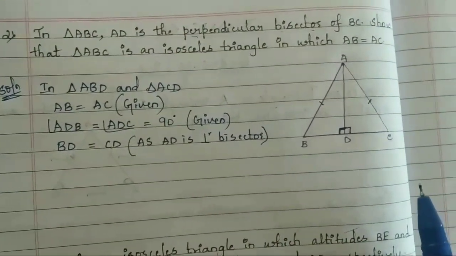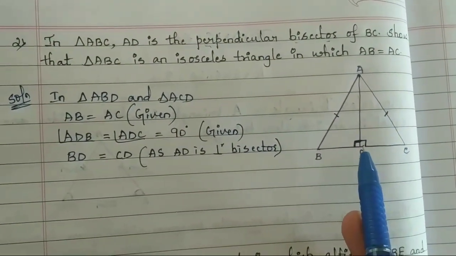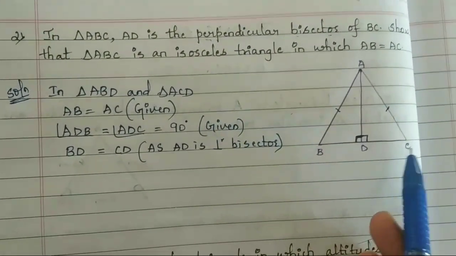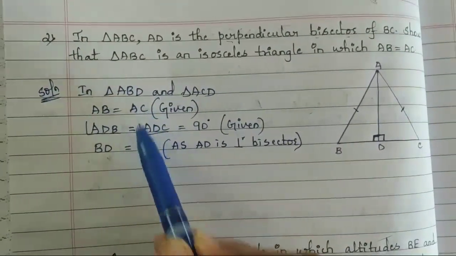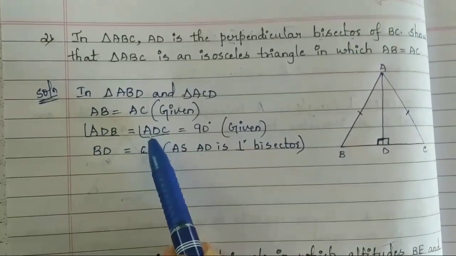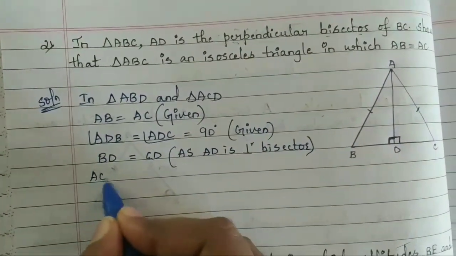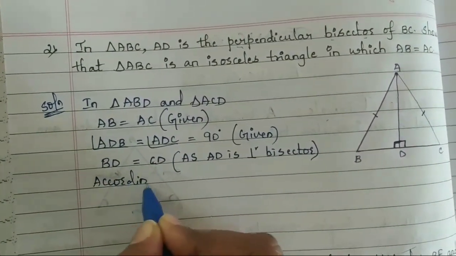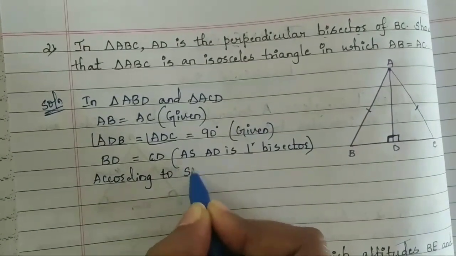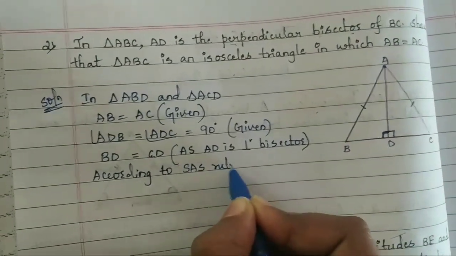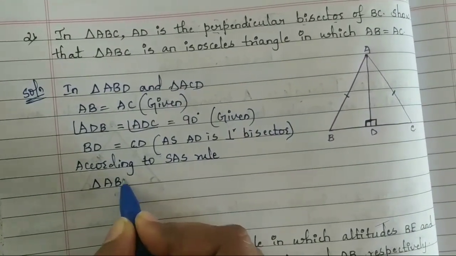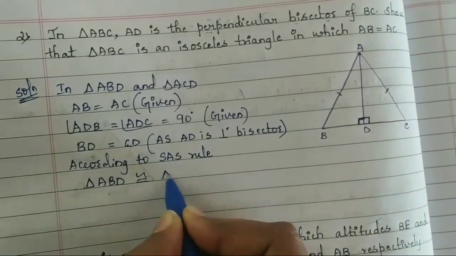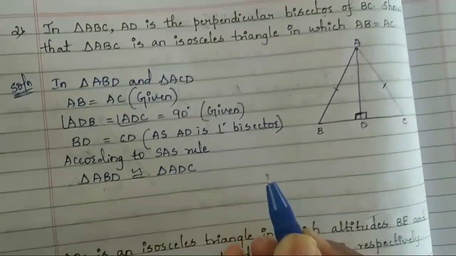Okay, the reason here is AD is the perpendicular bisector to this line BC. Now we got one side, two sides here, one side and one angle. So according to SAS rule, we can say both the triangles, triangle ABD is congruent to triangle ADC.